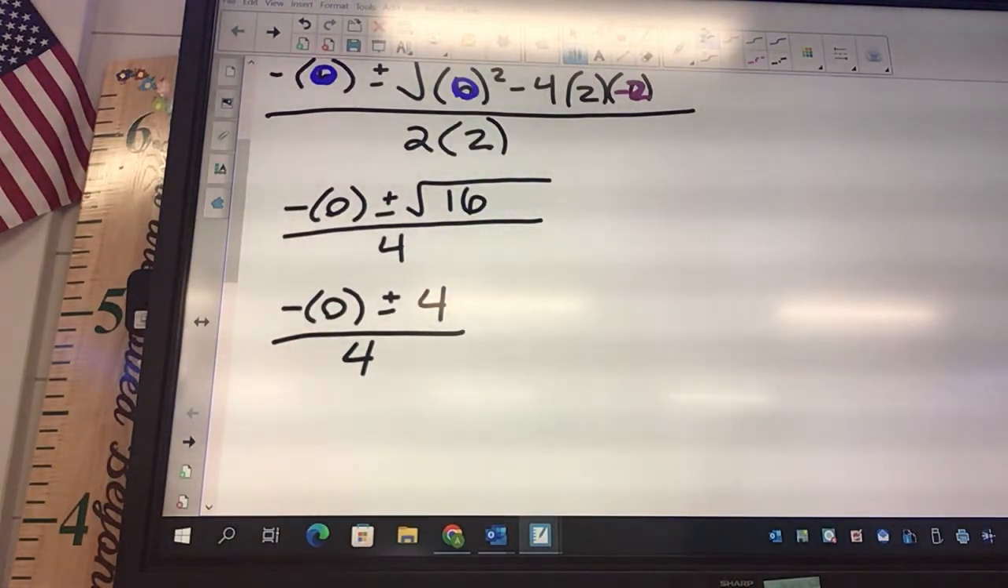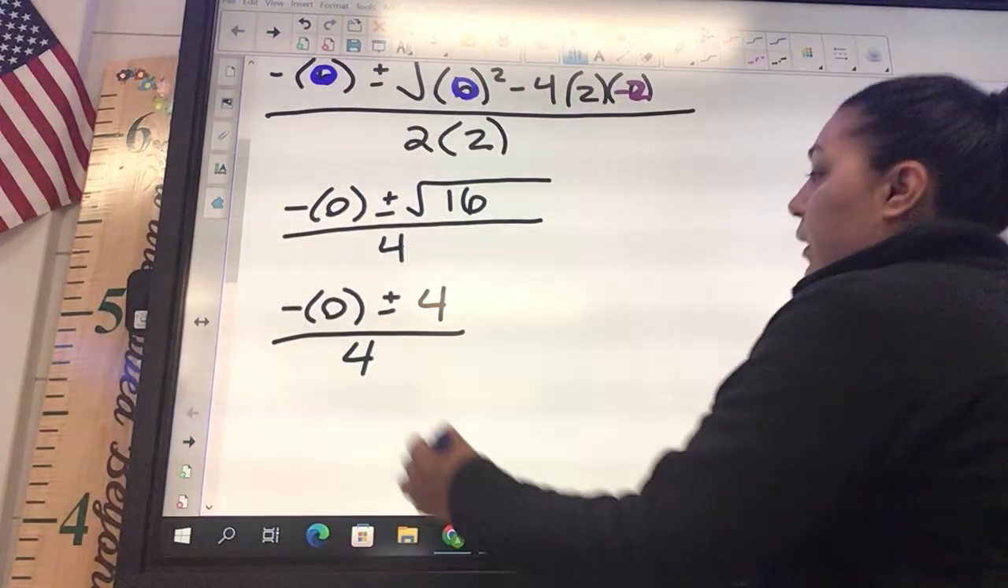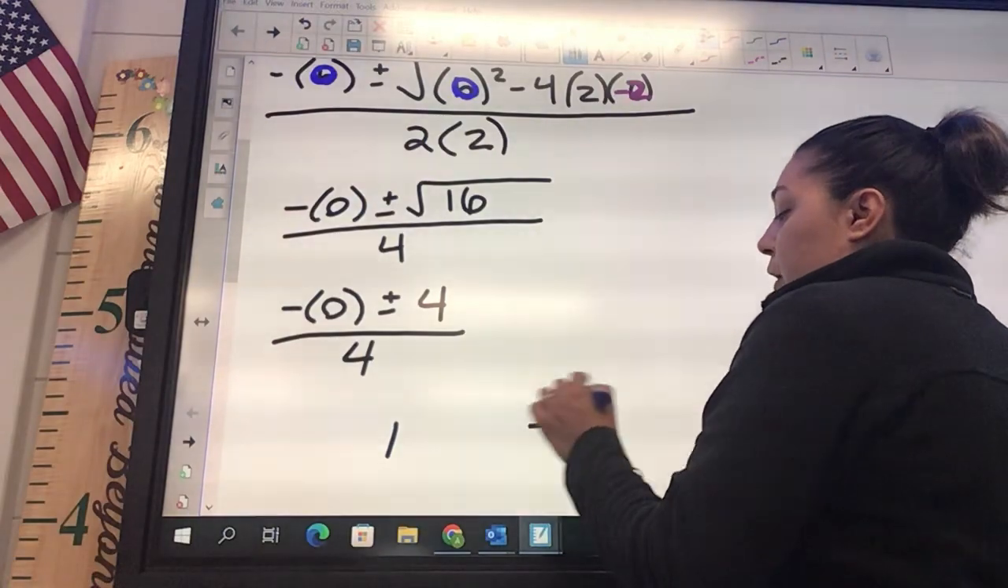Okay, so on your calculator, you're going to use one with a plus and one with a minus. Okay, and you should get 1 and negative 1.